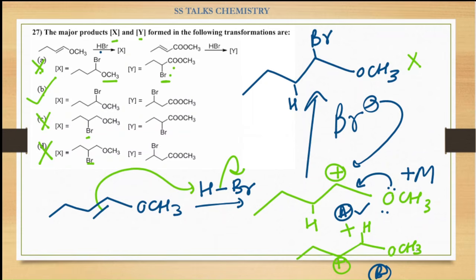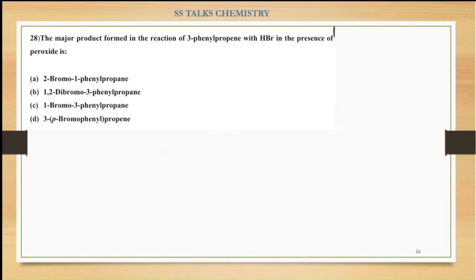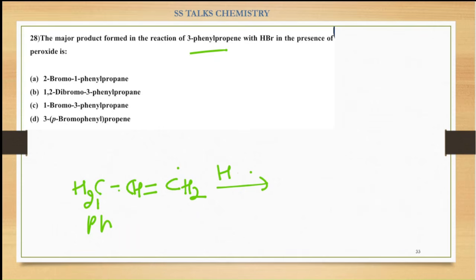Now moving on to the next one, you have this question. It says the major product formed in the reaction of 3-phenylpropene. 3-phenylpropene means 1, 2, 3 propene, with one carbon atom at the third position where the Ph group is attached: 1, 2, 3 and 4, CH2 CH2. So this is the species that has been given to us. This is treated with HBr.